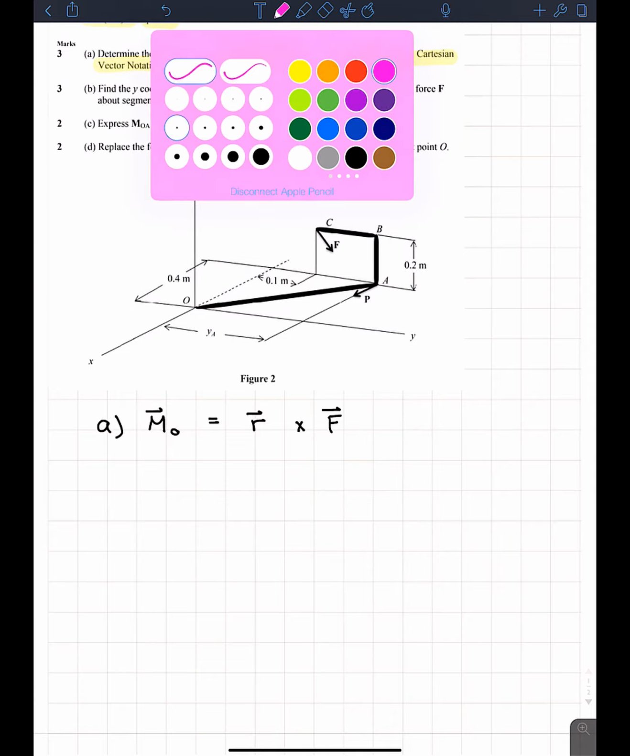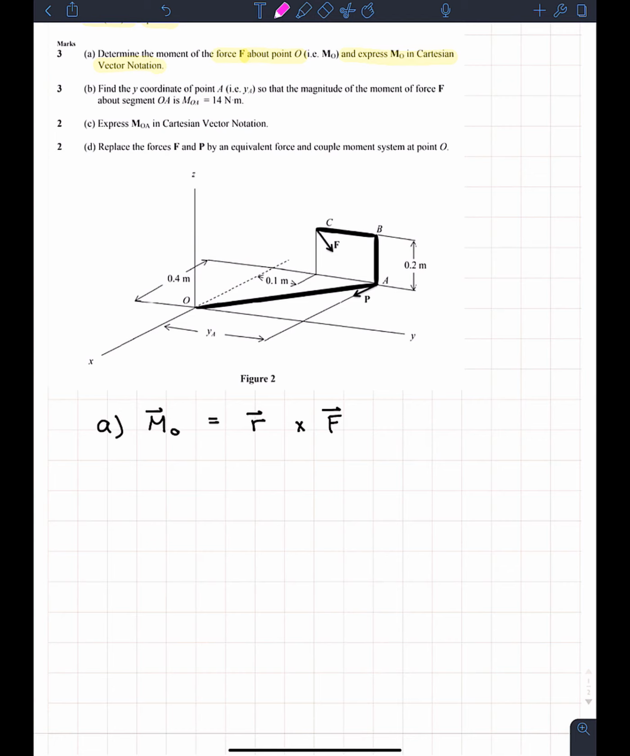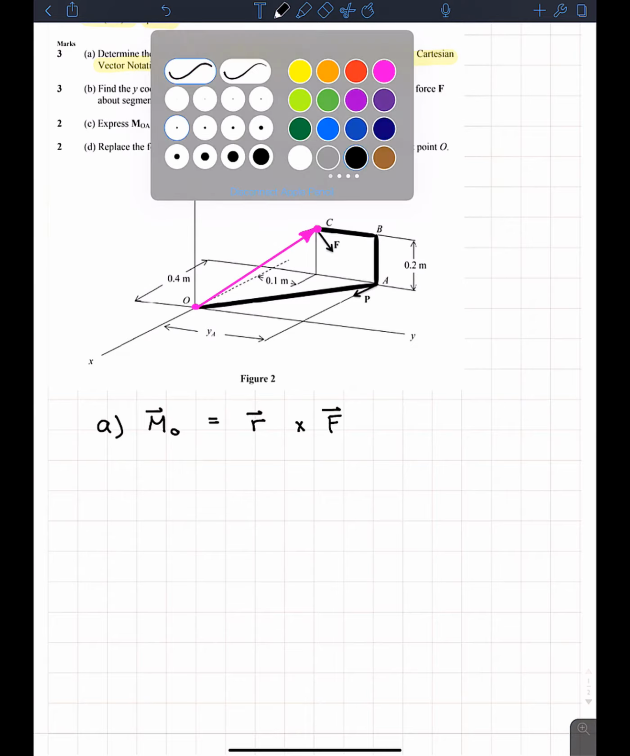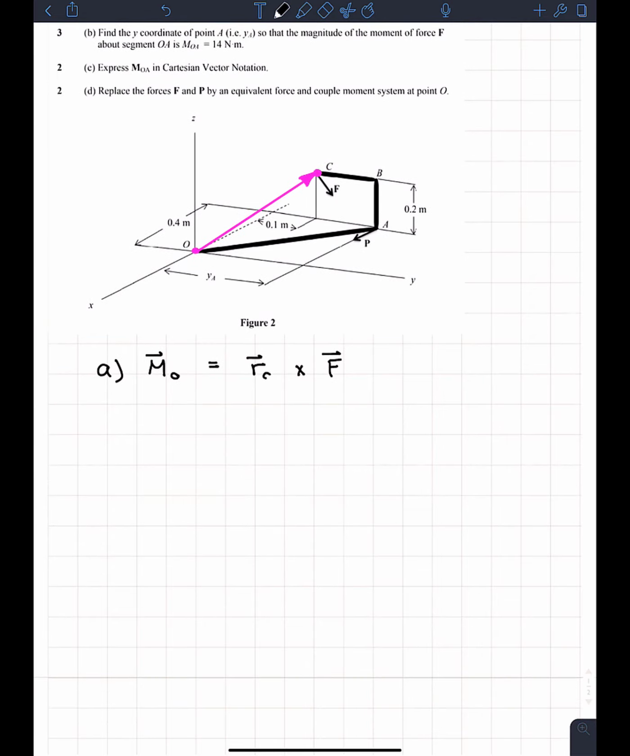We know that the position vector that we're going to use in a moment has to start at the point at which we want to take the moment about. So in this case, we're starting at point O, because that's where we want to take the moment about, and we need to go to some point on the force vector. For this question, it's kind of easy because there's only really one point that we know, and that's C. So we're going to create a position vector from O to C, just like that. So right here in this moment formula, we're going to go from O to C.